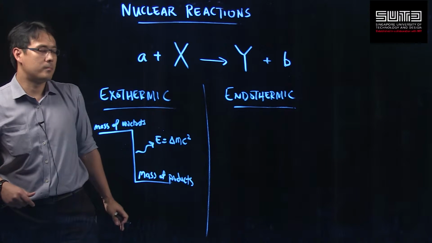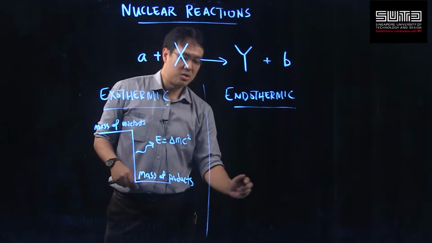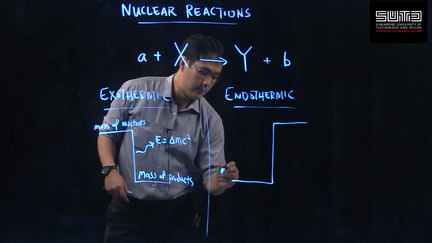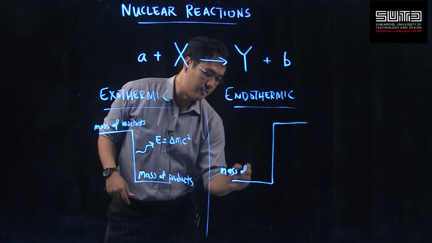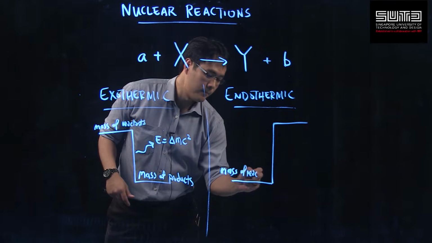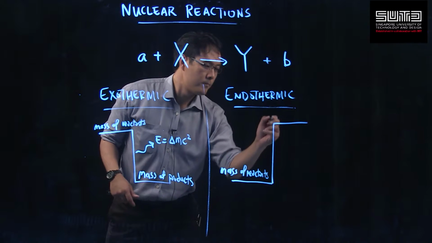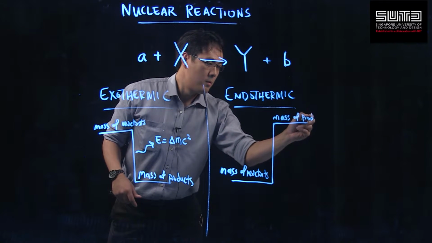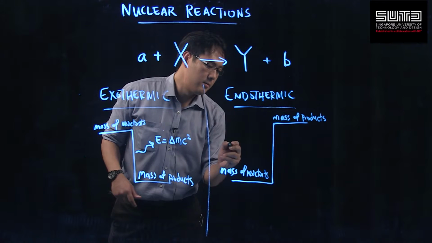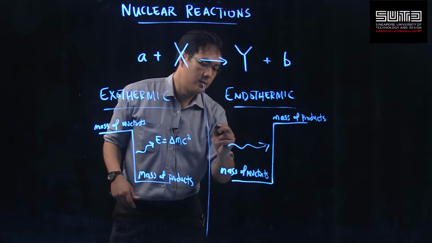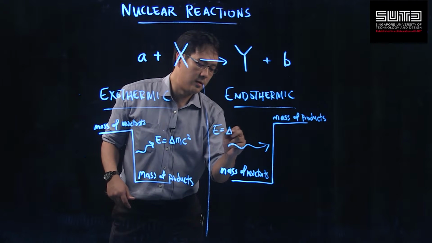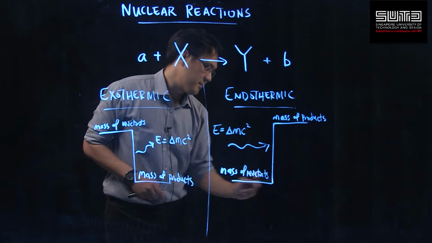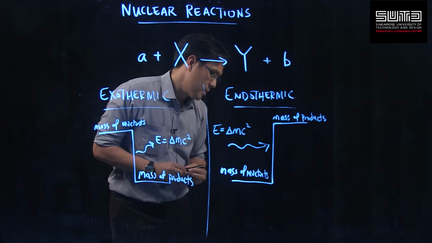In the case of an endothermic reaction, now the mass of the reactants will be less than the mass of the products. The amount of energy that's required for this reaction is E equals delta M c squared, where again delta M refers to the difference in the mass of the products and the mass of the reactants.